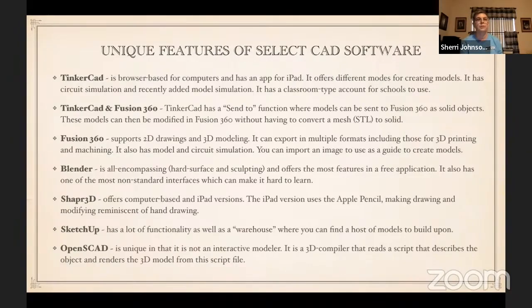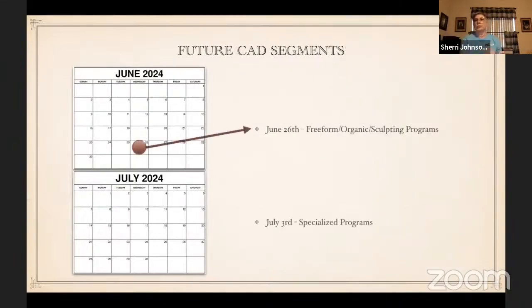buildings, and objects. One of the cool things that Tinkercad, which is also owned by Autodesk, has is a send to function. So you can actually send your solid model you created there to Fusion as a solid model and edit it there as a solid, versus having to deal with mesh or mesh things, which we'll talk about next week. Which next week is the 26th, where we'll talk about freeform and organic, and then we'll have specialized programs on the 3rd. Any questions?